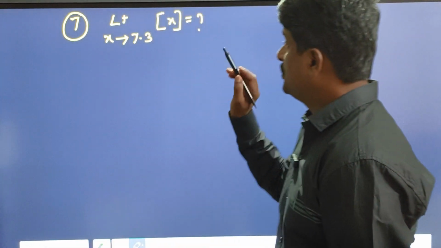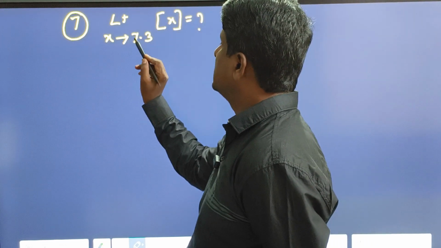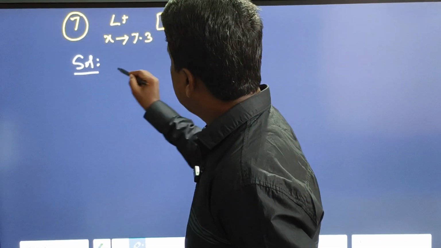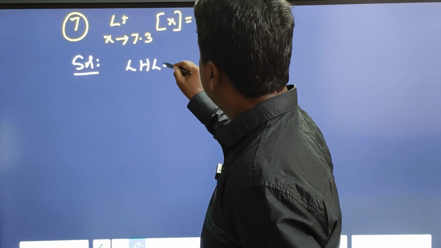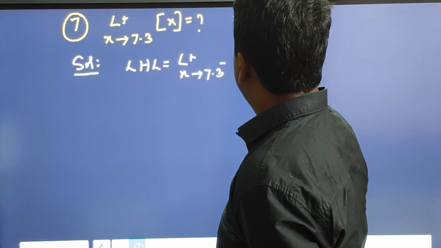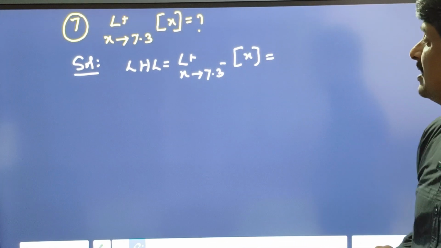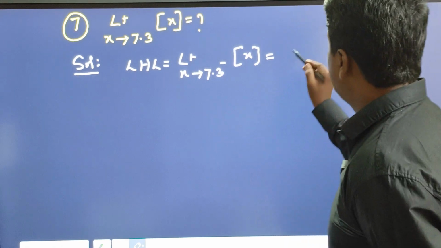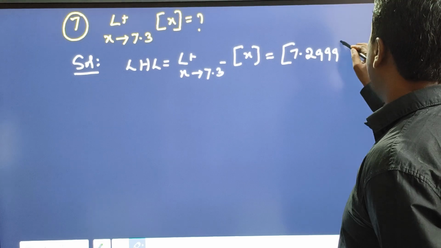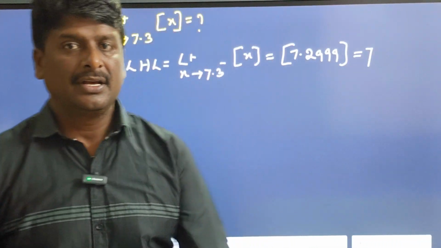Now look at question number 7. Limit x tends to 7.3. Do observe that in order to decide this also, we need to discuss the left hand limit as well as the right hand limit. 7.3 minus stands for 7.2999 something, which is equal to 7.